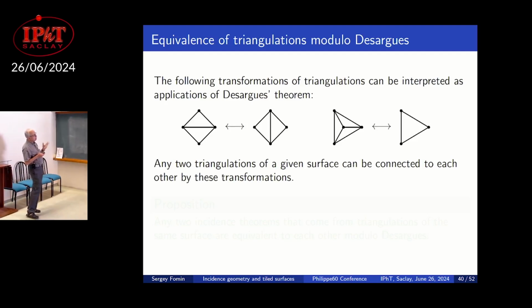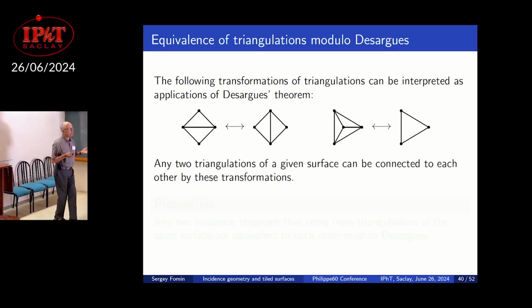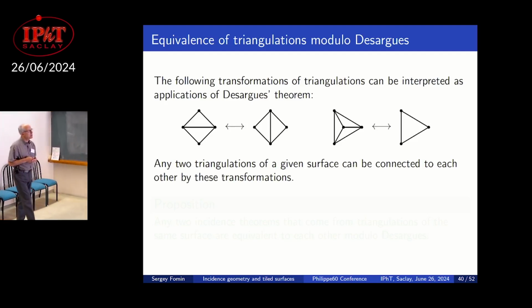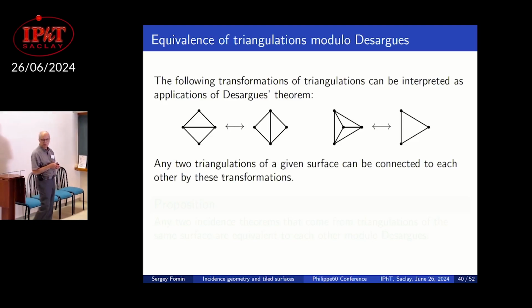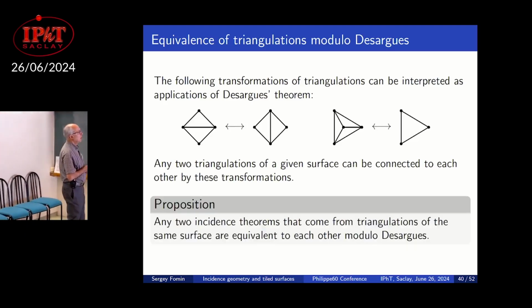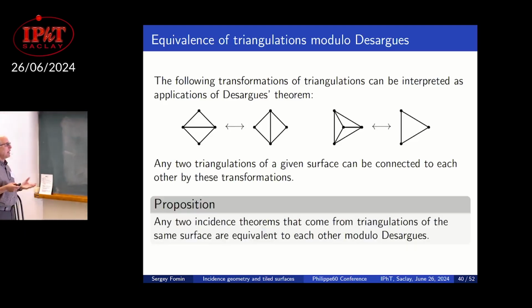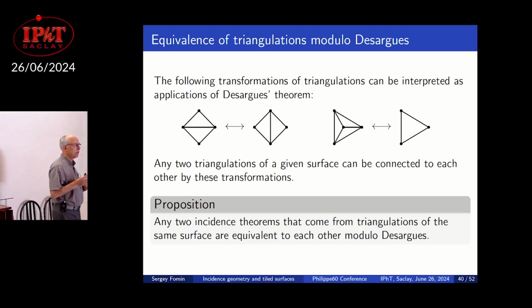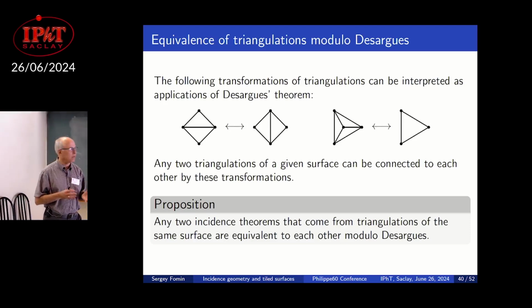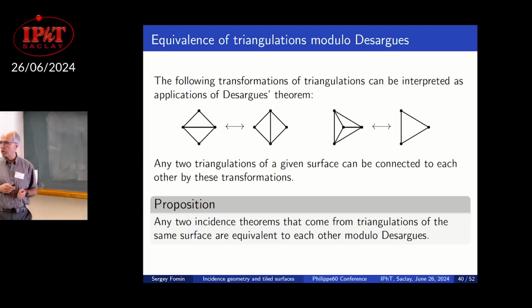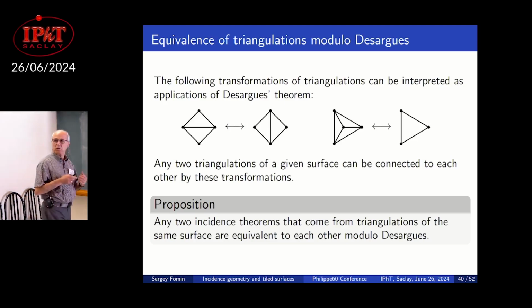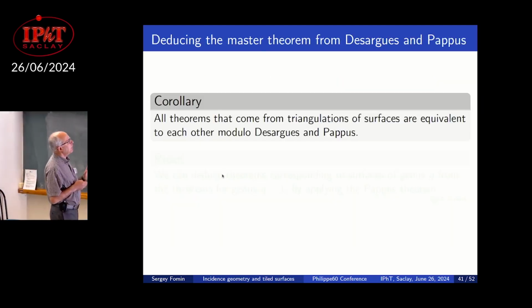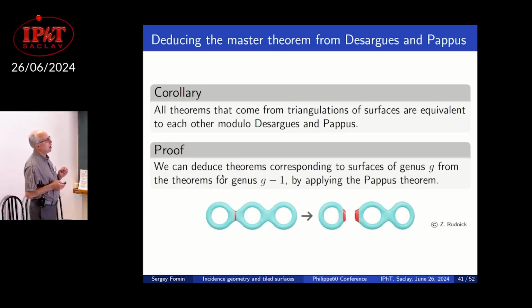And it's a classically known fact that any two triangulations of a given surface can be connected to each other by these transformations, which implies that any two incidence theorems that come from triangulations of the same surface are equivalent to each other modulo Desargues. Only the genus remains. Exactly. But even the genus can be handled because we can just apply Pappus.